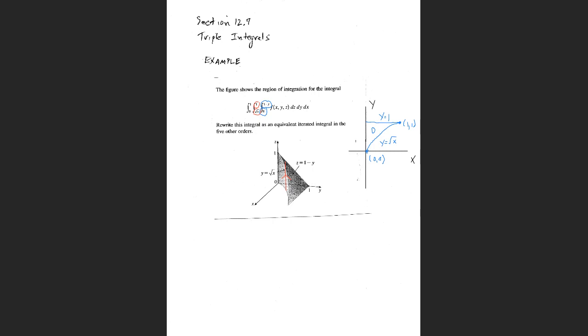All right. What we want to do is rewrite this integral as an equivalent integral in the 5 other orders. For instance, what would one of those orders be? What's probably the easiest one to do?